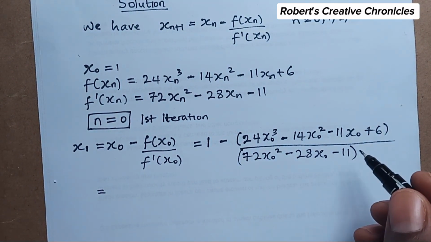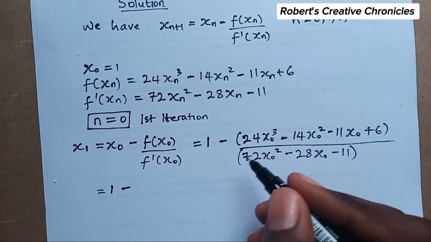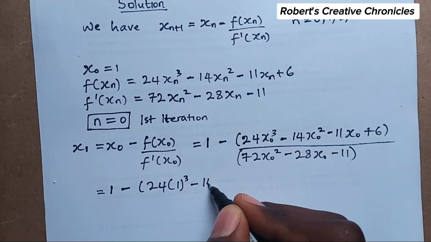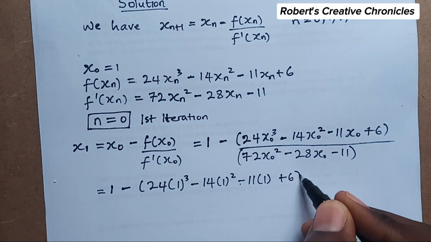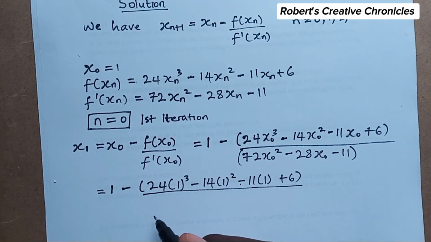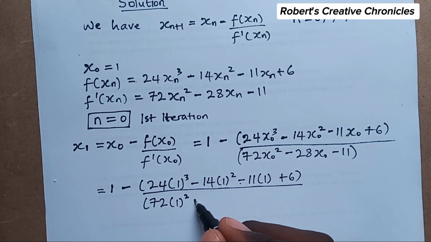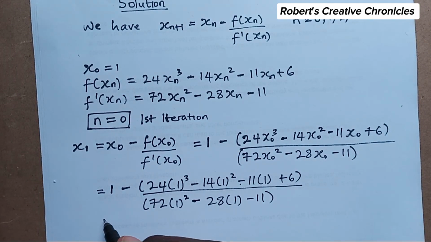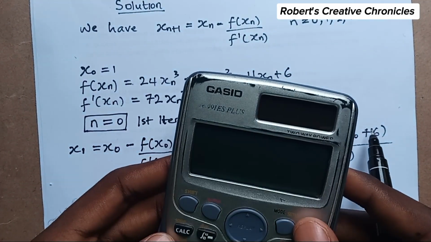So 1 minus 24 times 1 cubed minus 14 times 1 squared minus 11 times 1 plus 6, because our x naught is 1, over 72 times 1 squared, sorry, minus 28 times 1 minus 11. So we just put this in the calculator now.